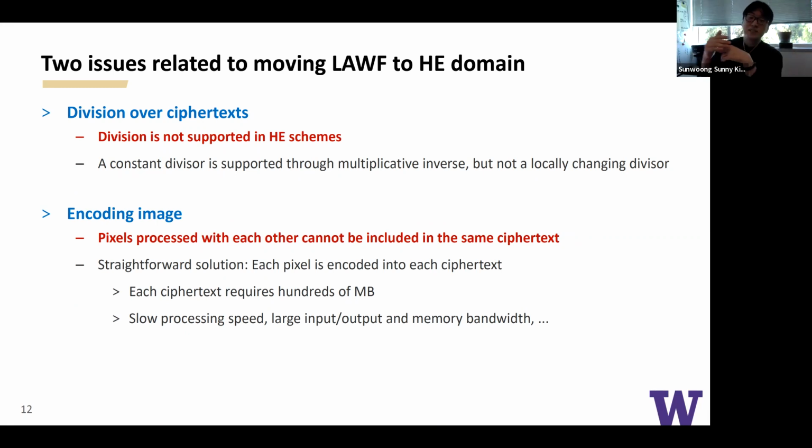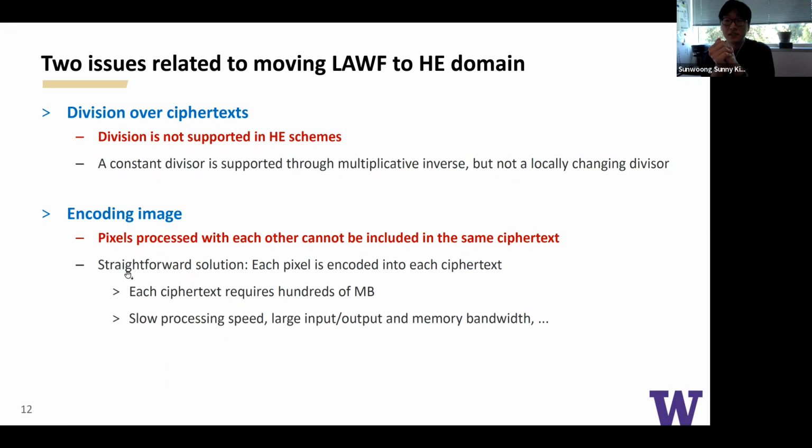Actually, if a divisor is a constant, then we can calculate the inverse of the divisor in advance and convert the division into multiplication. But in the locally adaptive Wiener filter, the filter window moves and the divisor changes continuously, so we cannot avoid division. So this is the first issue.